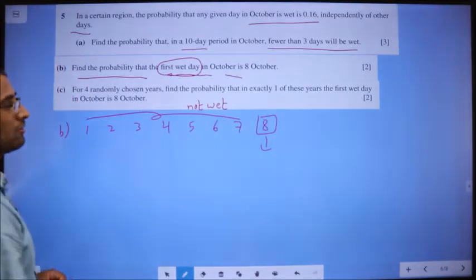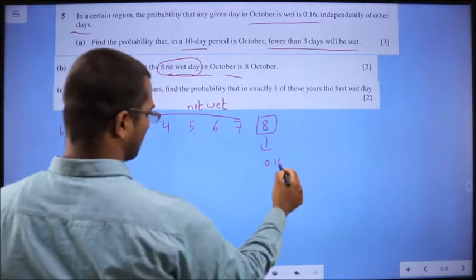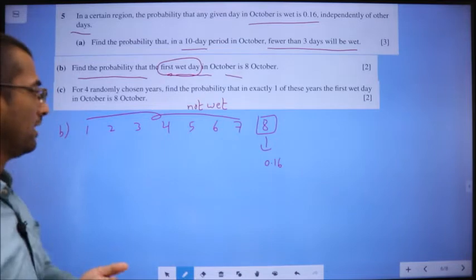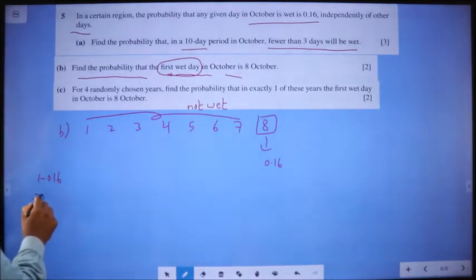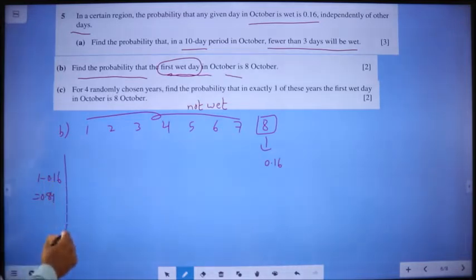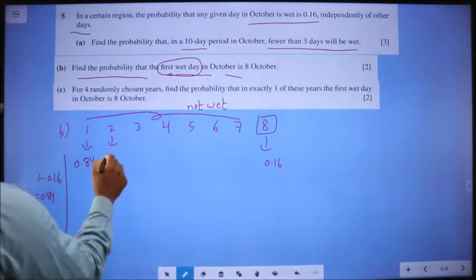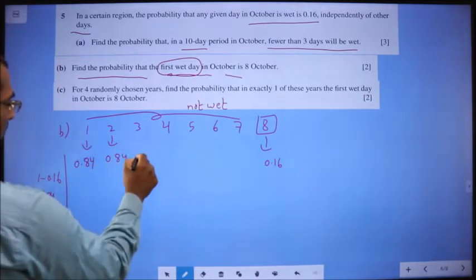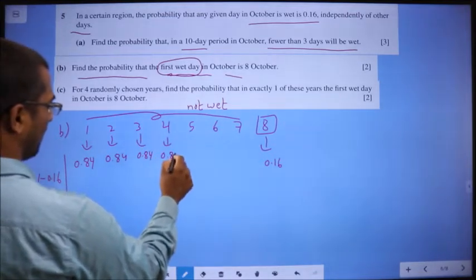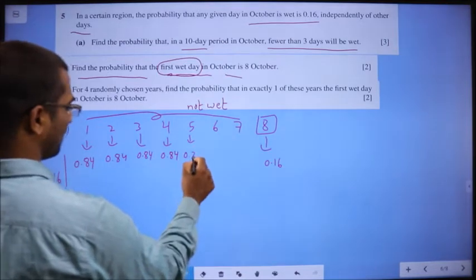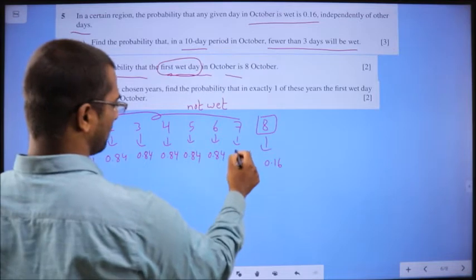So what is the probability of wet given? 0.16. So what is the probability of not being wet? It will be 1 minus 0.16, that is equal to 0.84. So probability of not wet is 0.84. Here also 0.84, 0.84, 0.84, 0.84, 0.84 and 0.84.